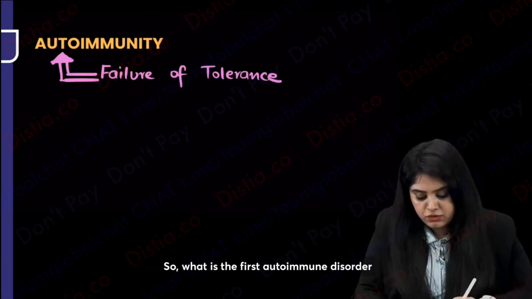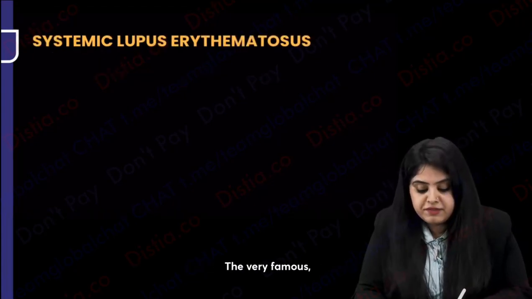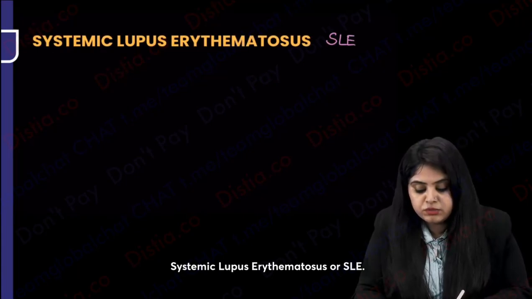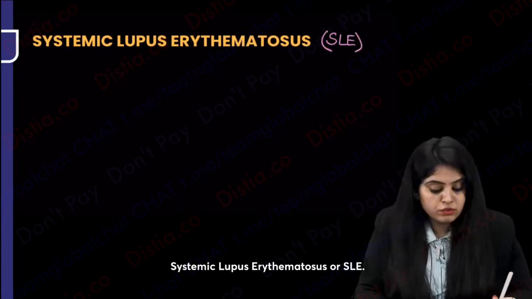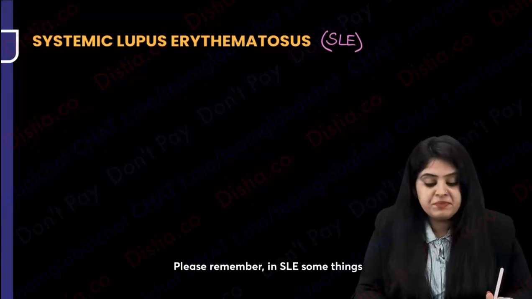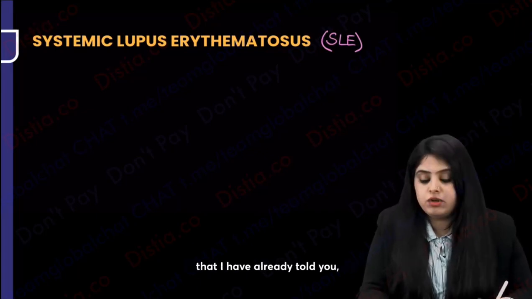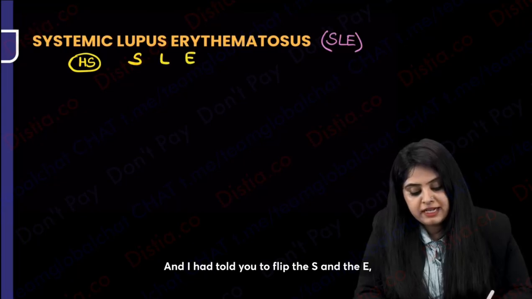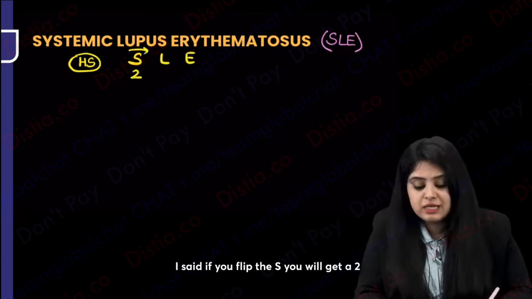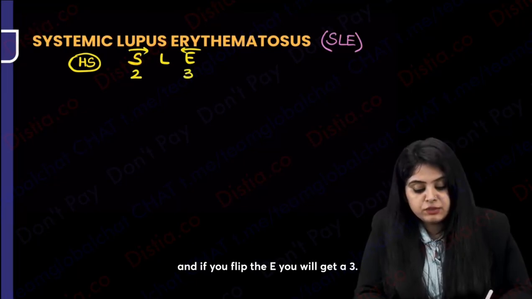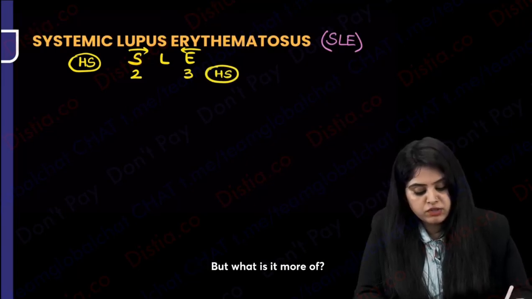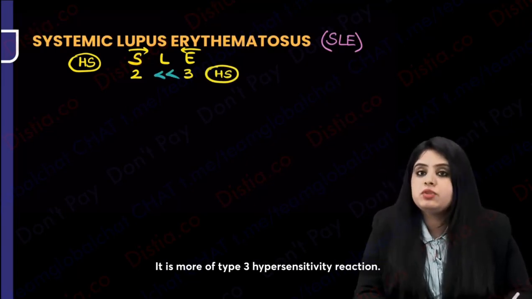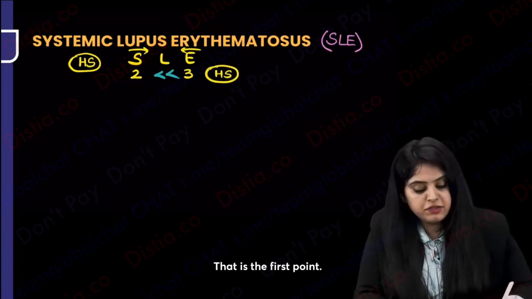So what is the first autoimmune disorder that I have to know? The very famous systemic lupus erythematosus, or SLE. Please remember, in SLE, some things that I have already told you. It is a kind of hypersensitivity reaction, and I had told you to flip the S and the E. If you flip the S, you'll get a 2, and if you flip the E, you'll get a 3. So it is a combination of type 2 and type 3 hypersensitivity reaction. But what is it more of? It is more of type 3 hypersensitivity reaction. That is the first point.